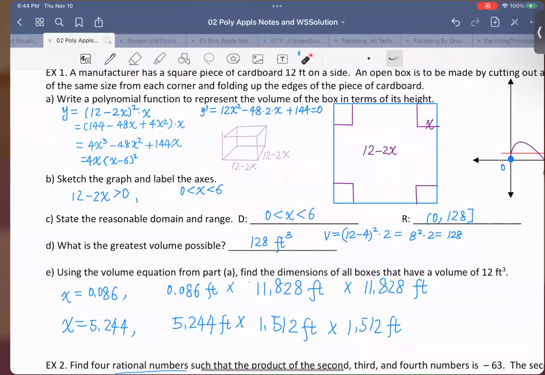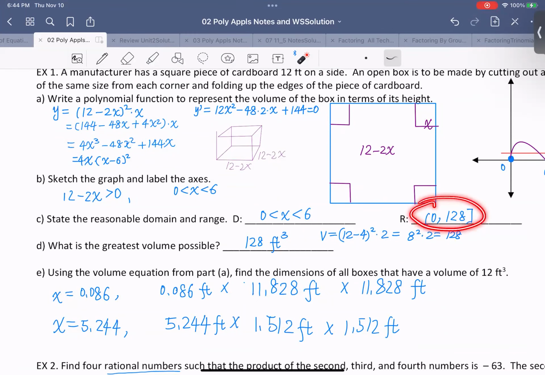Okay, and then you want to find the range. Your volume has to be greater than 0, and less than or equal to 128. Your x is greater than 0 and less than 6. Your greatest volume value is going to be 128 with the correct unit, feet cubed.